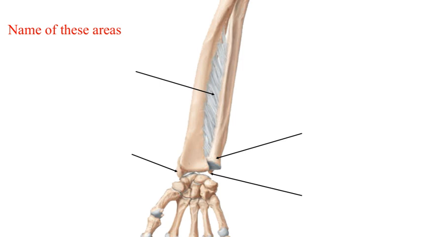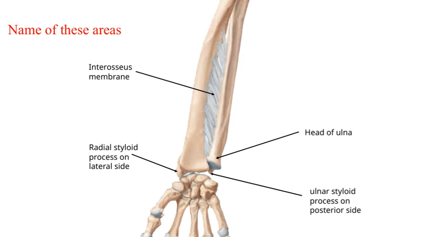Let's take a closer look at some key features of the ulna. First, we have the head of the ulna, which is the rounded top part that connects to the radius. Moving down, on the posterior side, you'll find the ulnar styloid process, a small pointed projection that provides attachment points for ligaments. On the lateral side, there's the radial styloid process, which is similarly important for ligament attachments and articulation with the radius. Between these bones, you'll notice the interosseous membrane, a fibrous sheet that connects the ulna and radius along their shafts, playing a crucial role in stability and movement.